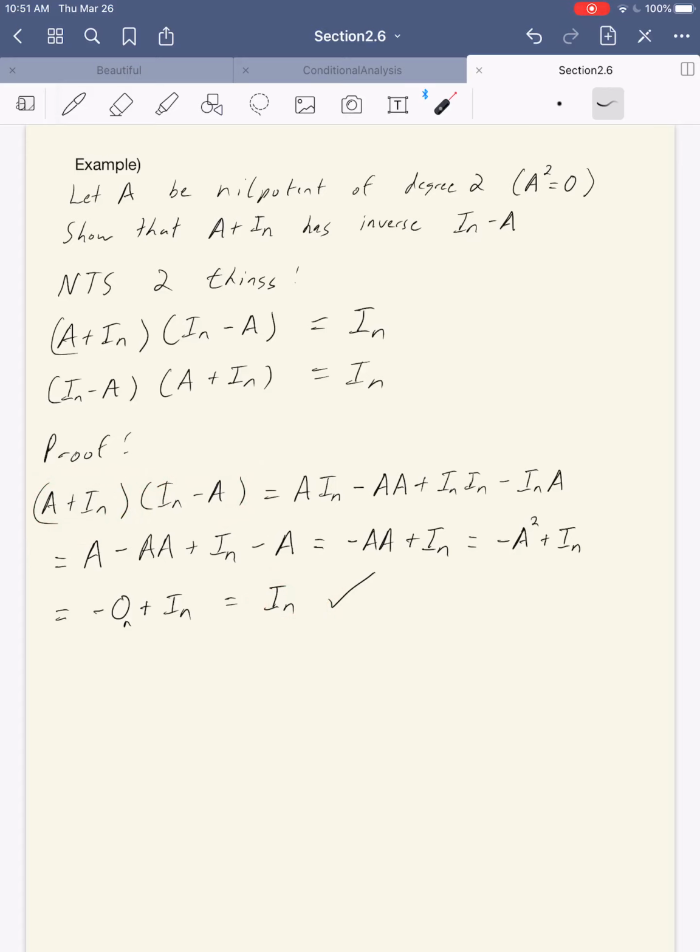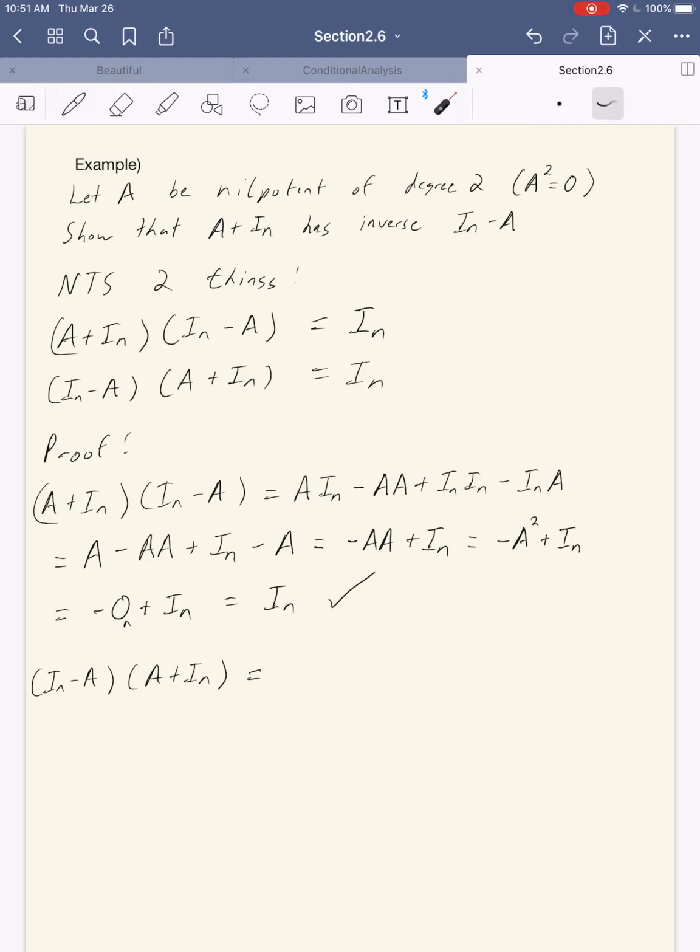And again, this will be true for any matrix A as long as it has this condition that it's nilpotent of degree 2. Okay, we've got something else to show, which will be very similar. We need to show that IN minus A times A plus IN is equal to IN. Oh, we already wrote out that we need to show that, so let's just do this part here. We'll just immediately go into it.